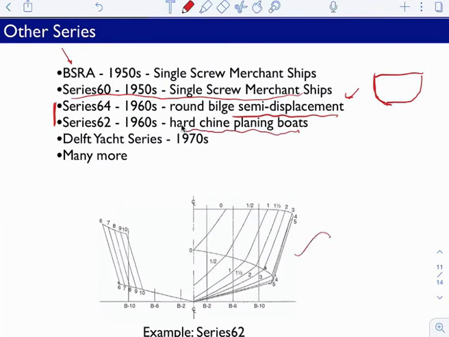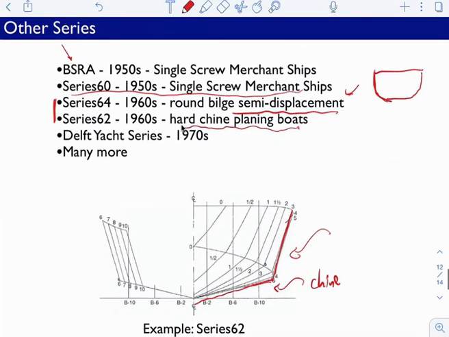This is an example of this. When I say hard chine, you can see that the section of the boat takes a corner, and this little corner here is referred to as a chine. This indicates that the boat's been designed for planing. Again, all 3 of these series were done at David Taylor Model Basin. I think this last one, the 62 series, was in the high-speed tank. The Delft Yacht series I mentioned, and there are a number of other ones.